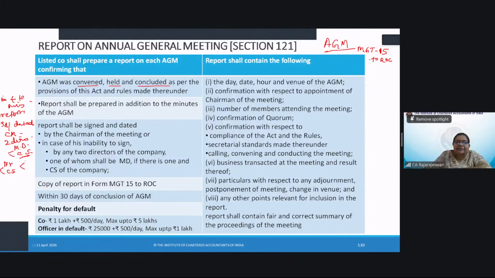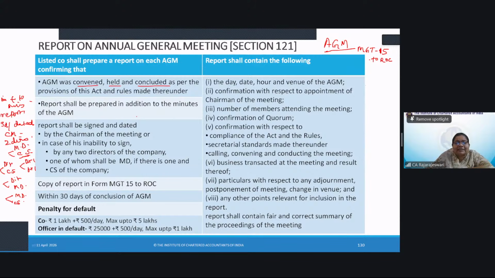No company secretary, then it can be signed by director 1 and director 2. If there is an MD, then it should be signed by a director and the MD. These are the possibilities. If you have an MD and a company secretary, then it should be signed by the MD and the company secretary. By any two directors of the company, one of whom shall be an MD, and the company secretary of the company. Or it can be signed by two directors representing the board of directors, and it can also be additionally signed by the company secretary.